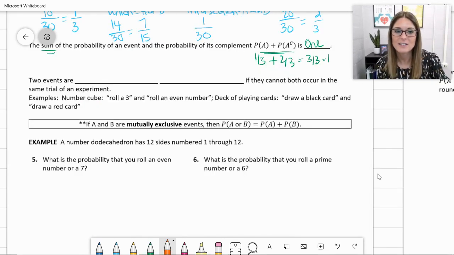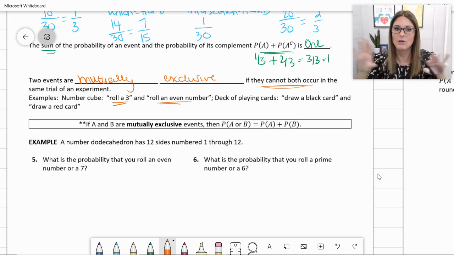Moving on, 2 events are mutually exclusive if they cannot both occur in the same trial of an experiment. They are completely separate. Mutually exclusive means they are separate and they do not share any outcomes. For example, if I'm rolling a number cube, that would be like rolling a 3 and rolling an even number. I can do either of those and they don't share any outcomes together. Rolling a 3, rolling an even number, 3 is not even, so they don't overlap or share any outcomes.